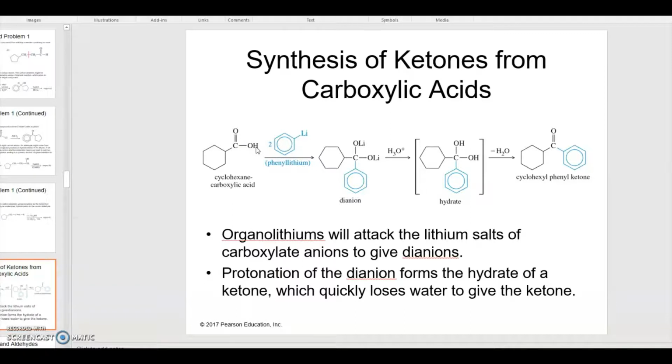So the first purpose is to remove that hydrogen, to put the lithium there, right? And when that carboxylate ion is formed, then the other organolithium product would attack that carbon, and you get an anion like it is shown in here. But when you acidify the solution, the dianion is going to change to a hydrate. But the hydrate that is forming here is not very stable, and it loses water quickly to produce ketone.